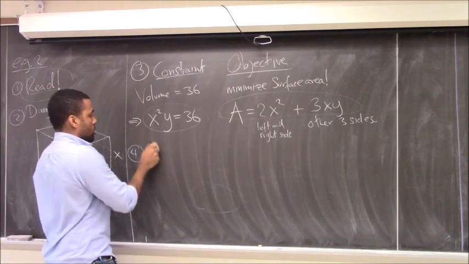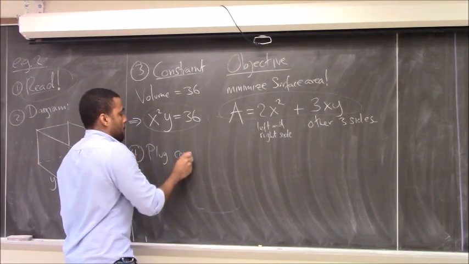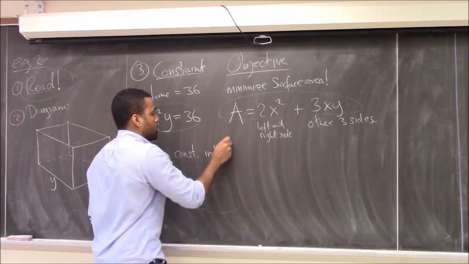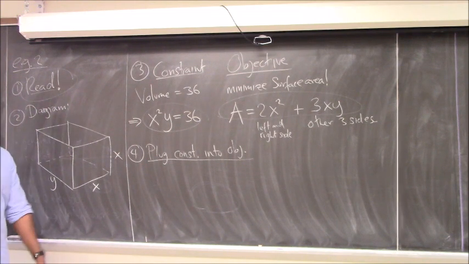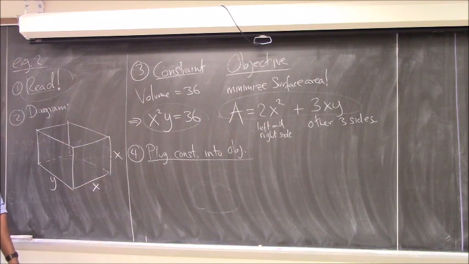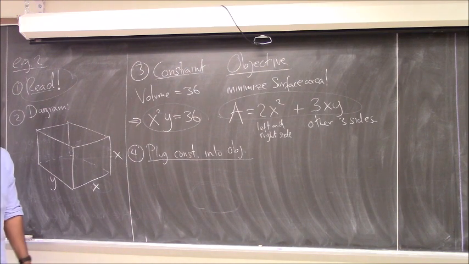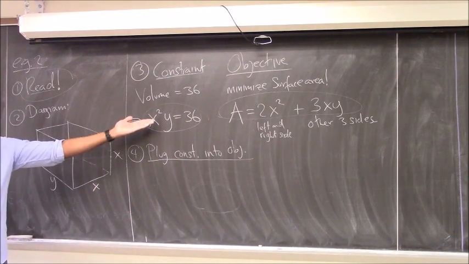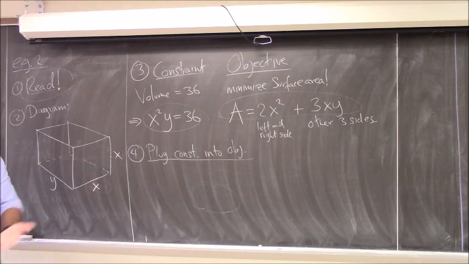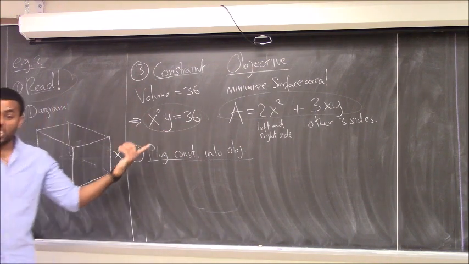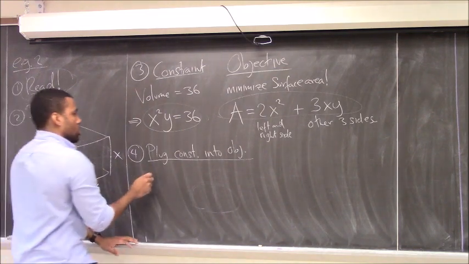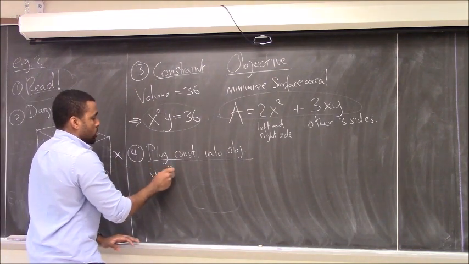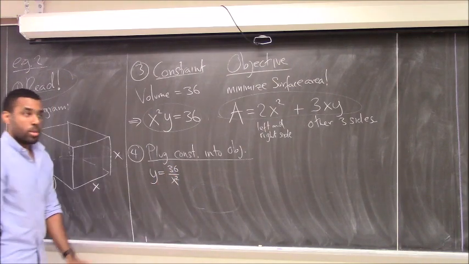So we move on to step 4. Plug constraint into objective. So now we have a choice of things to solve for. Who would you rather solve for? I'd rather solve for y because, to solve for x, you'll get a square root. Sure, we don't have to worry about pluses and minuses, but square roots are annoying to deal with anyway. So I would rather solve for y because it's much easier. So I get that y is equal to 36 over x squared. Don't have to worry about any square roots.